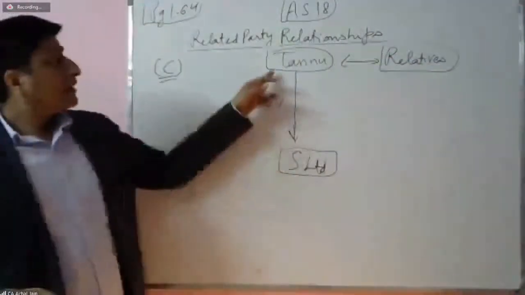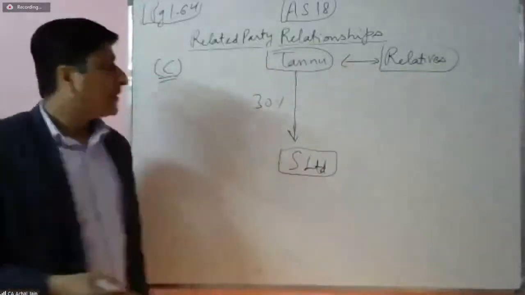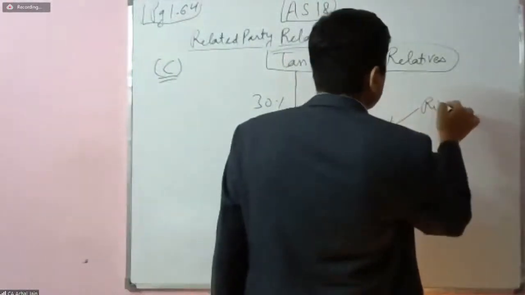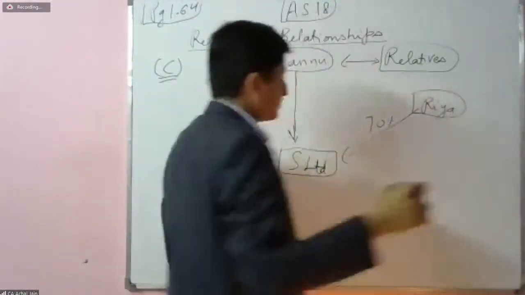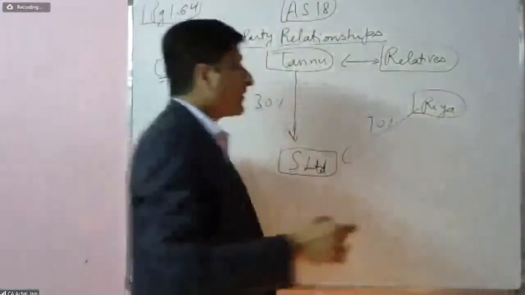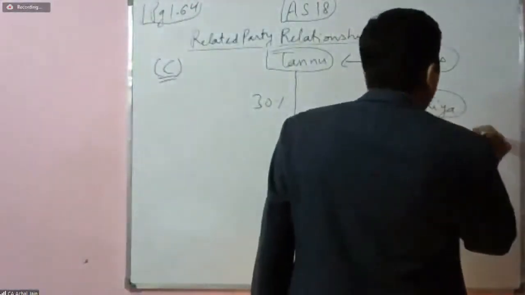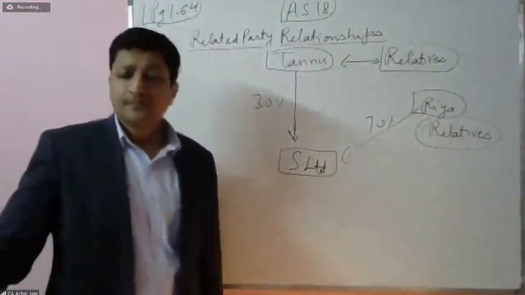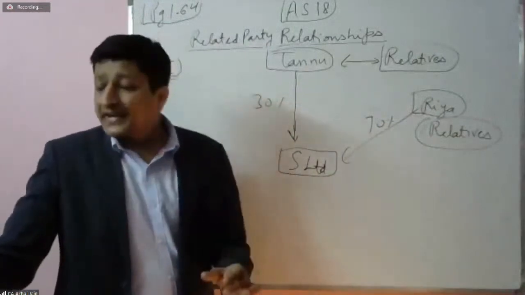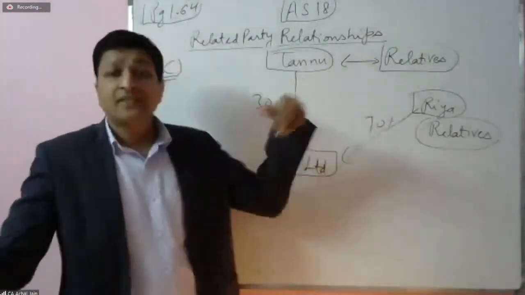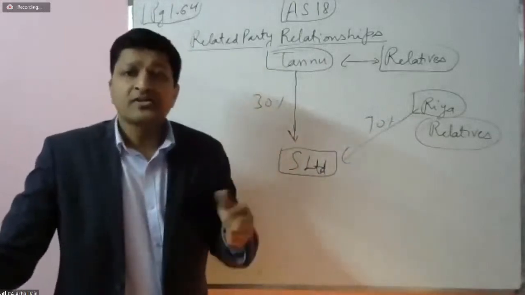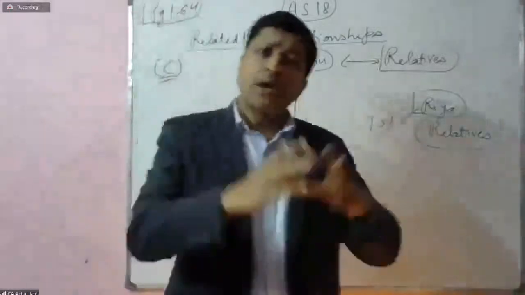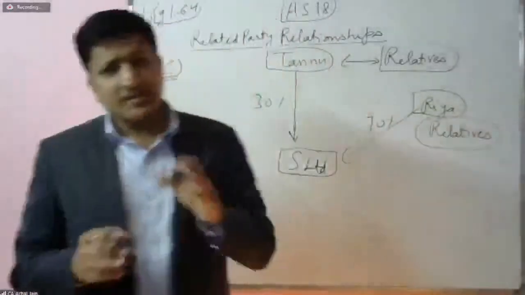Similarly, Ria and the relatives of Ria. So Ria was having 70%. So now the relatives of Ria will also be covered as the related parties. Now, who all will be the relatives of Ria and Tanu as per the accounting standard will have to be considered. Whether it's going to be father, mother, brother, sister, all of these we will understand in some time, not now.